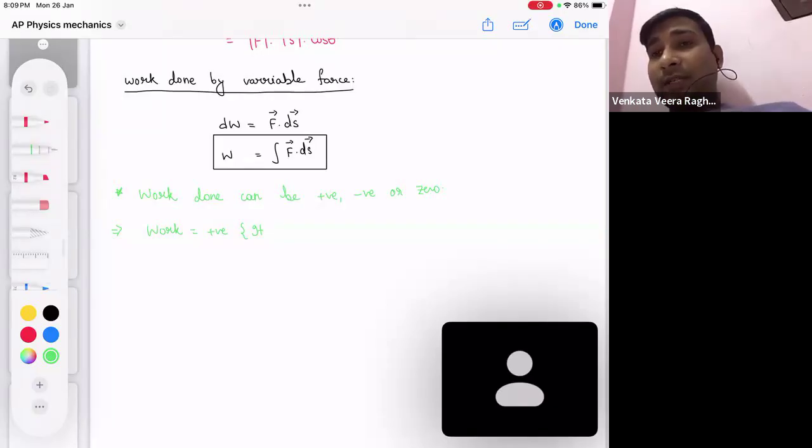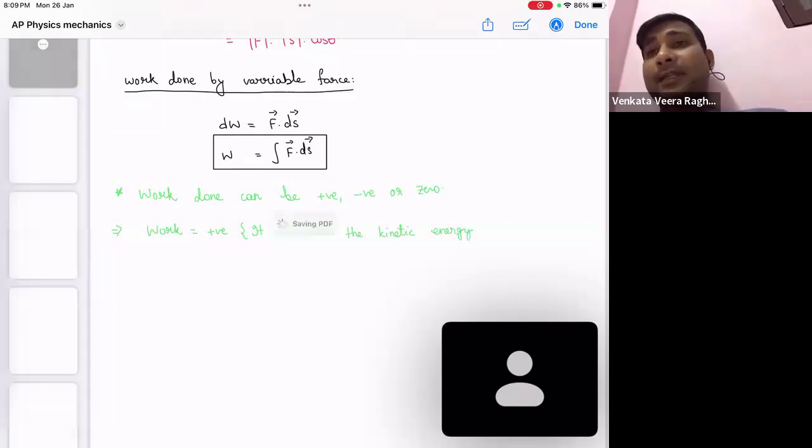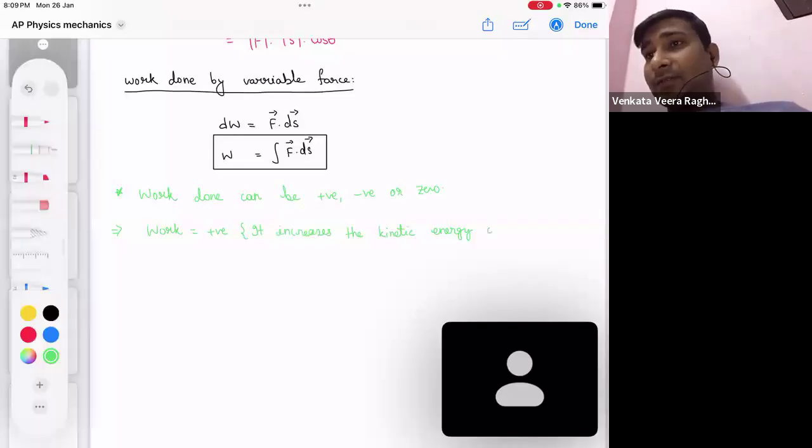So positive work done, what does it do? It increases the kinetic energy. Okay, it increases the kinetic energy of the particle. Is that clear? What does it mean by positive work done? It increases the kinetic energy of the particle.